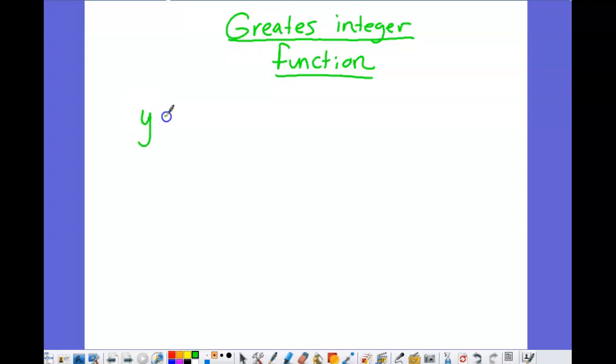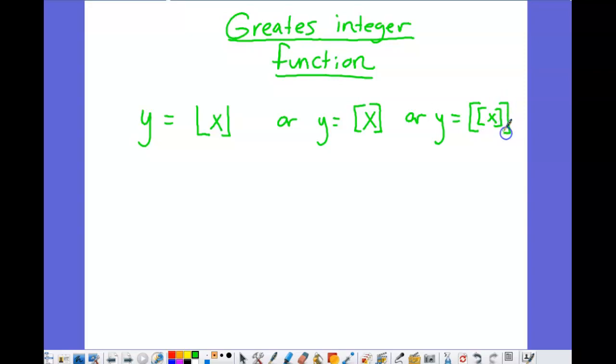It looks like this. There's actually three ways it could be presented to you. It could look like this, or it could look like this, or it can look like this. I've seen it presented in a variety of ways, but they all pretty much mean the same thing.